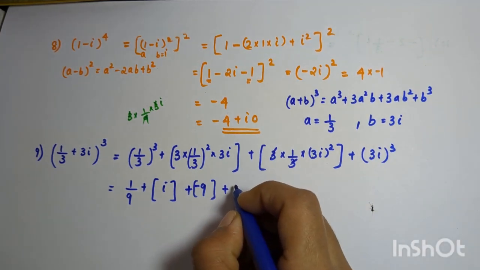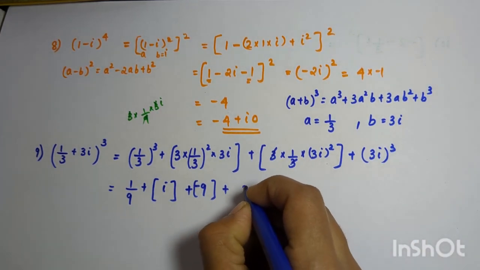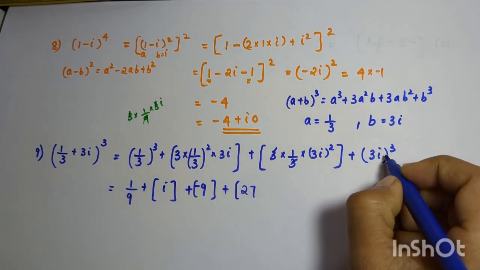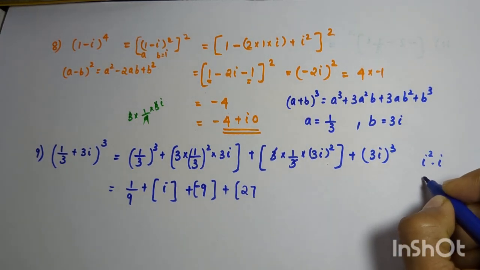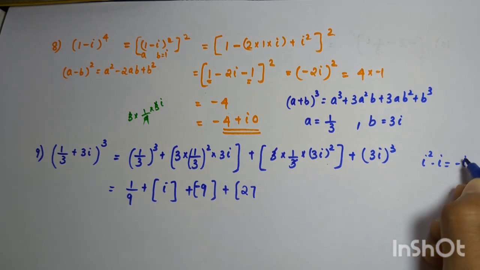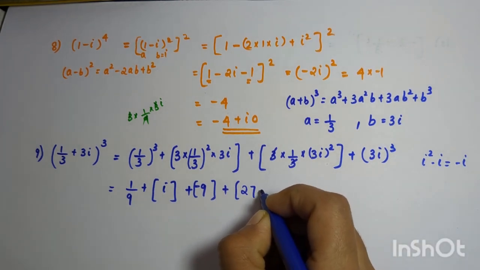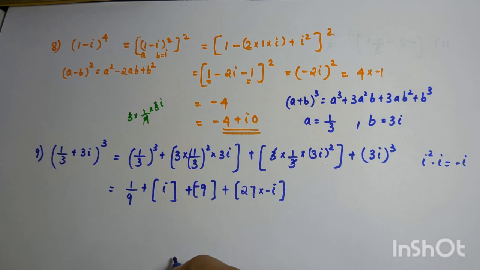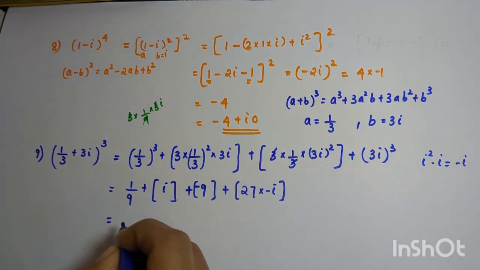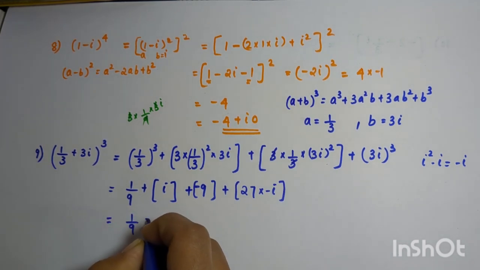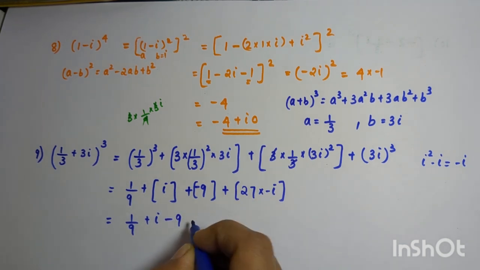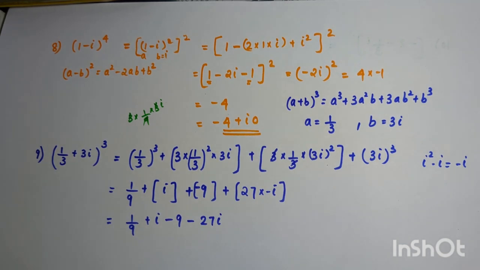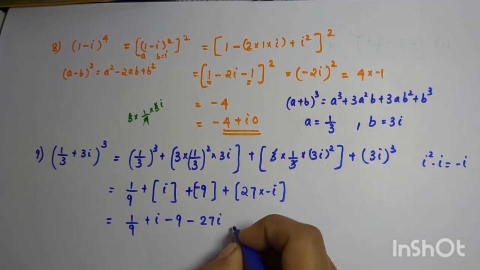3 cube is 3 into 3, 9, 9 into 3, 27. Okay, i cube. i cube is actually i square into i. i square is minus 1. Minus 1 into i is minus i. So 27 into minus i. Okay, so this can be written as 1 by 9 plus i plus minus 9 plus minus 27i, or i into 27. Okay, now this will be equal to what?